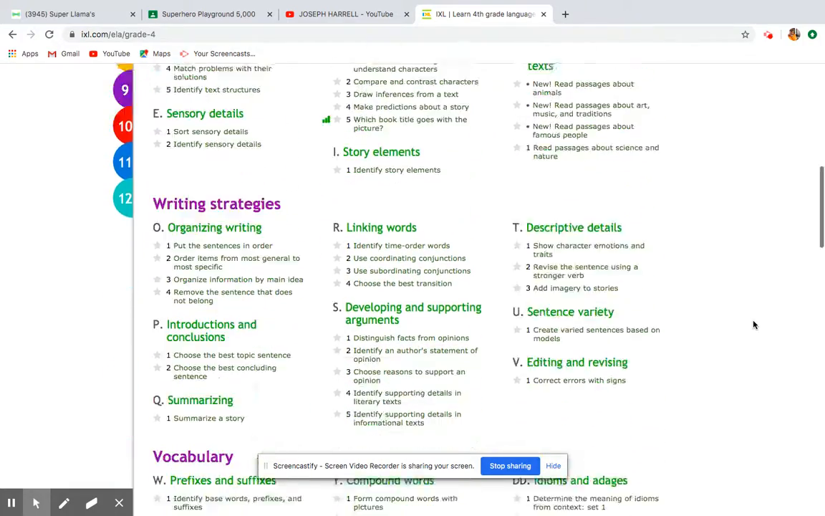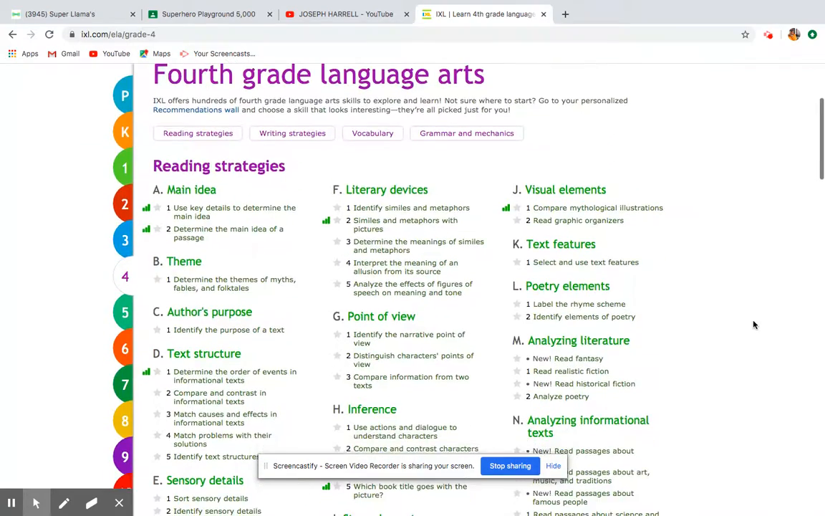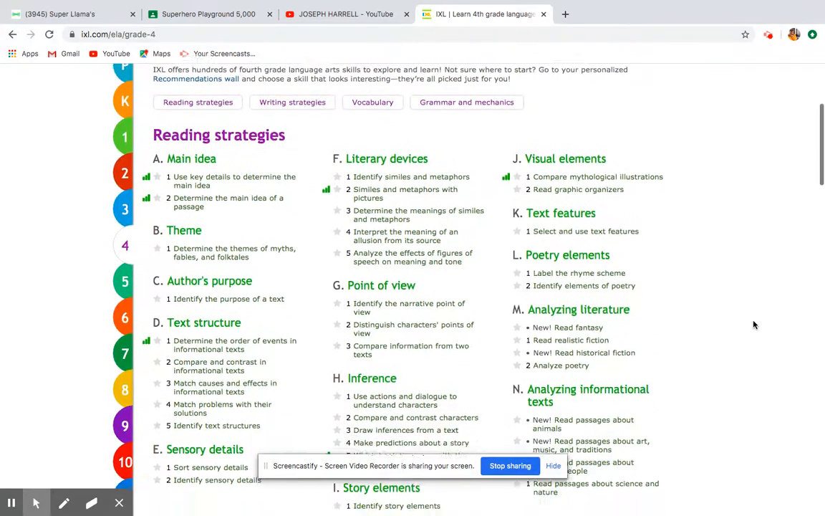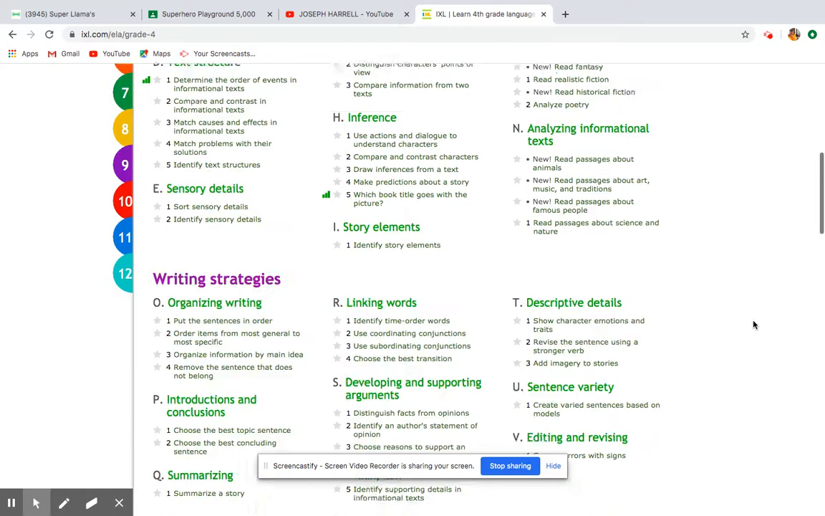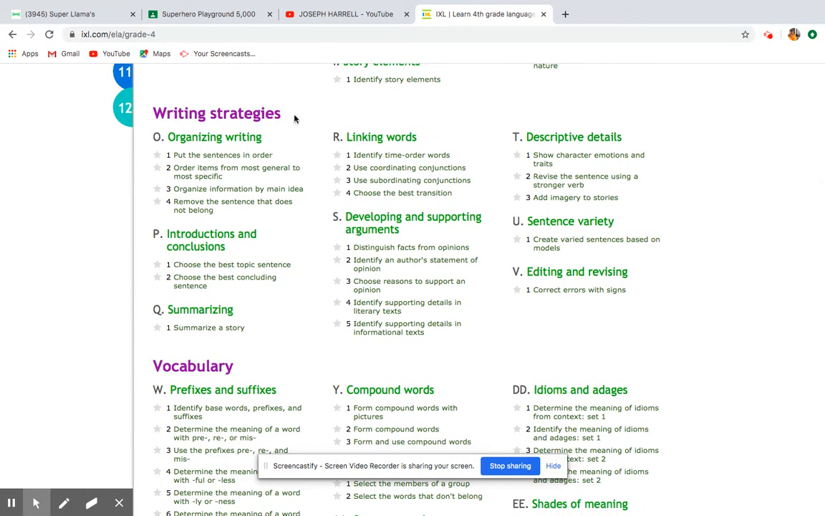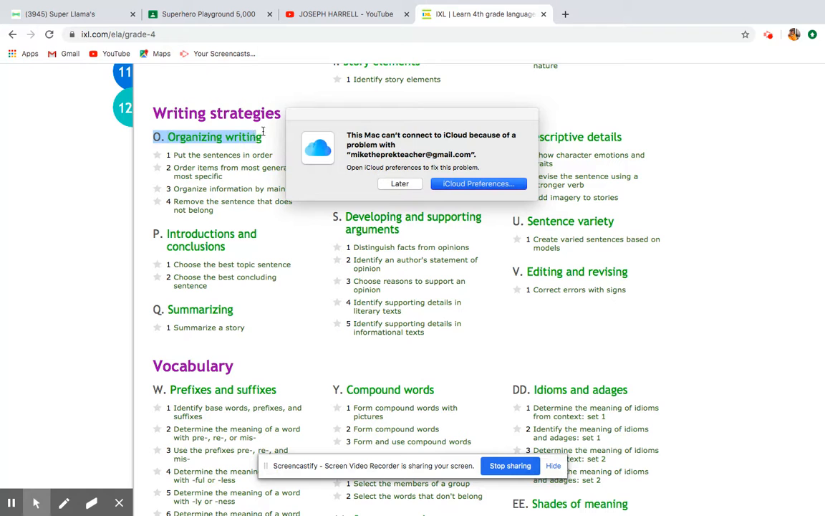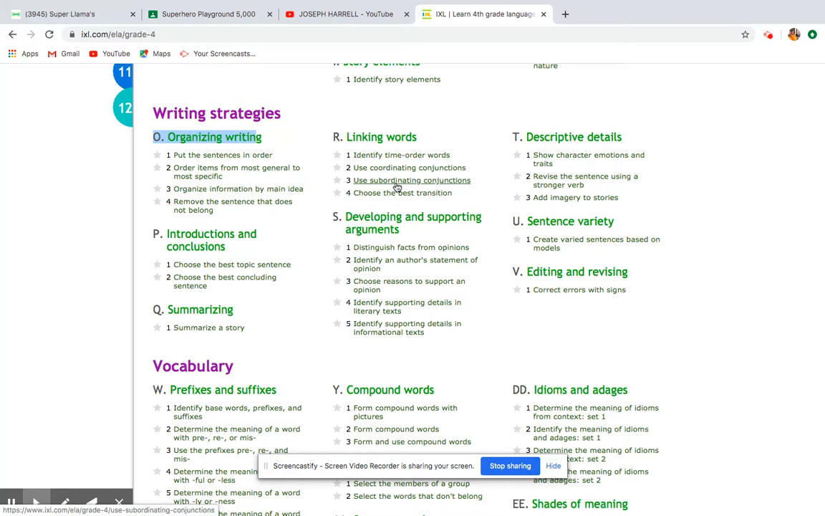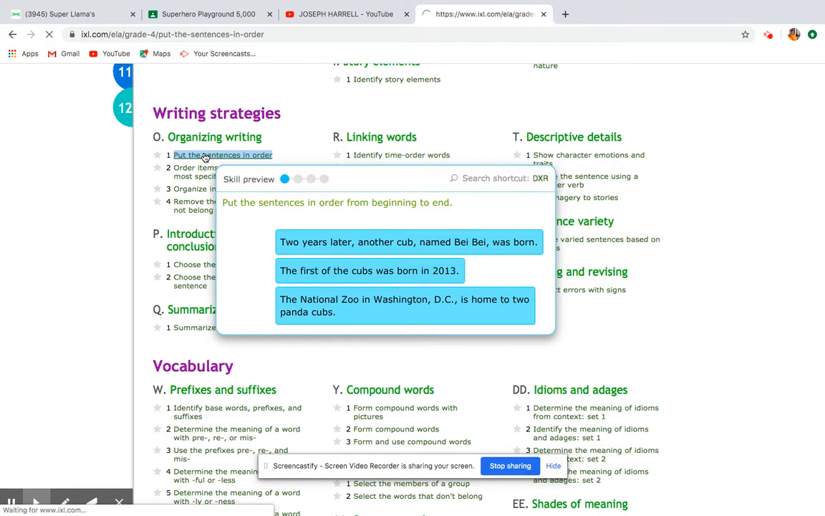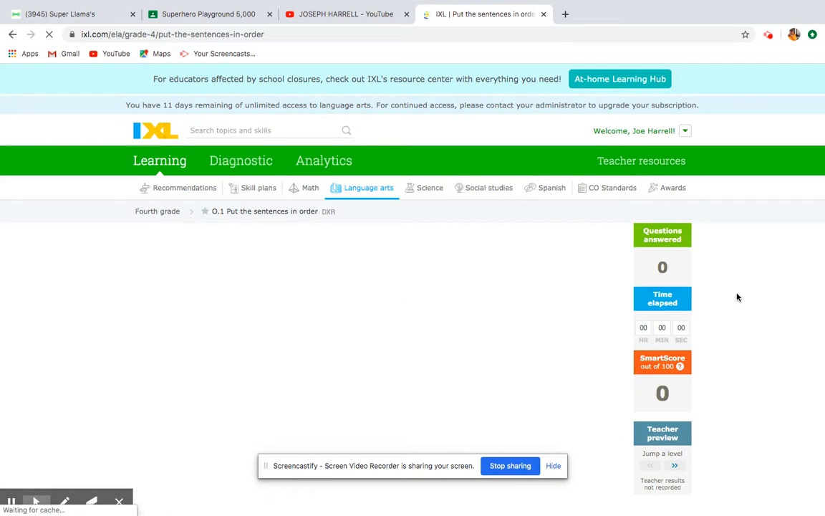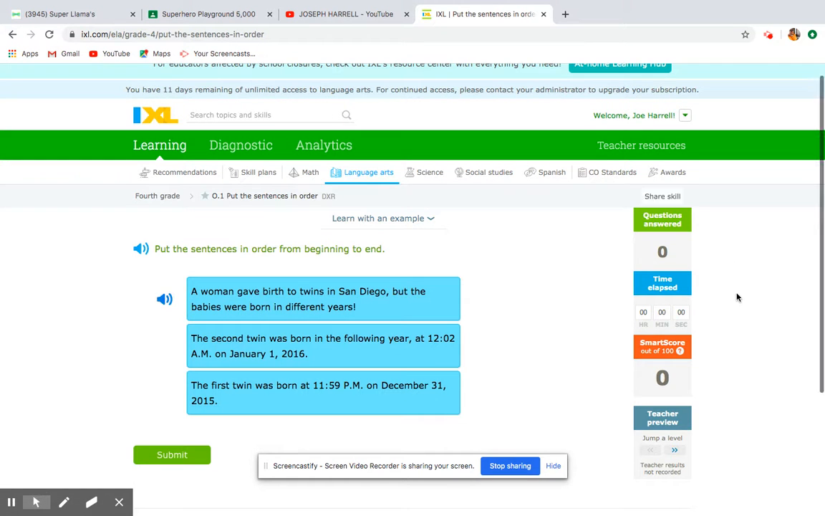In 4th grade, language arts, I want you to scroll down past reading strategies into writing strategies and section O, the letter O for organizing writing. And we are going to do skill 1, put the sentences in order. Once again, that will be on your Google Classroom for you to look at when you go find it.